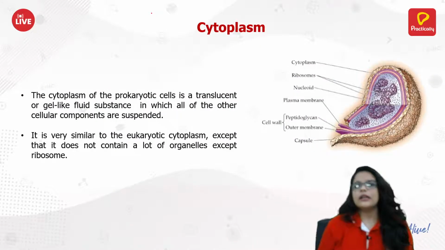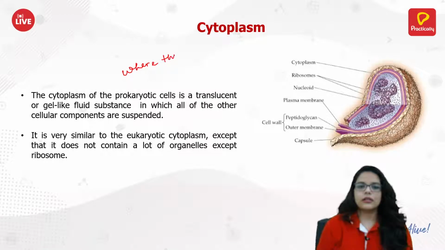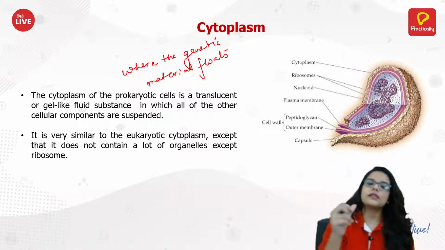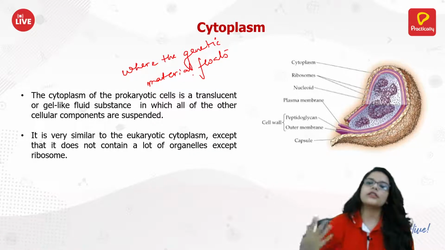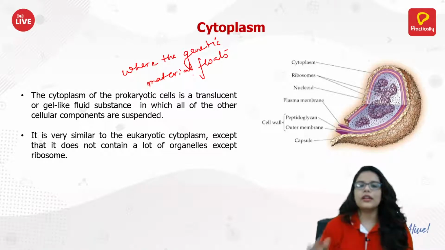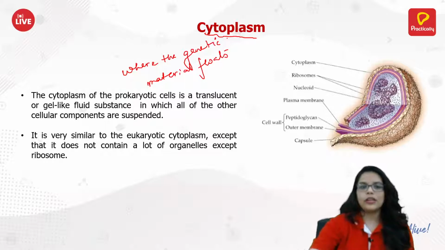Now comes the cytoplasm. Cytoplasm is a jelly-like structure. It is where the genetic material floats. It is basically a jelly-like structure and it is there inside the cell. And in it, the genetic material, the ribosomes and everything floats. That is the cytoplasm.